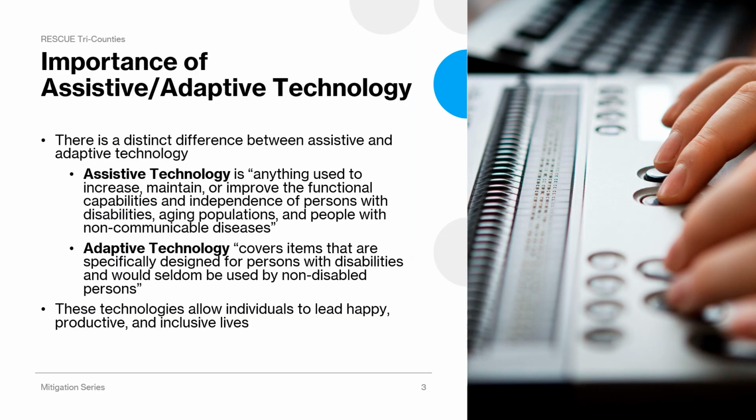So what is assistive and adaptive technology, and what is the difference? Some of you may know and some of you may not, but there is a distinct difference. Assistive technology is anything used to increase, maintain, or improve the functional capabilities and independence of persons with disabilities, aging populations, and people with non-communicable diseases, whereas adaptive technology covers items that are specifically designed for persons with disabilities and would seldom be used by non-disabled persons. These technologies allow individuals to live happy, productive, and inclusive lives.